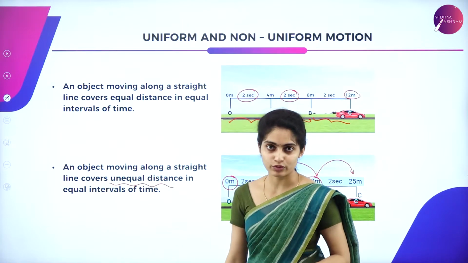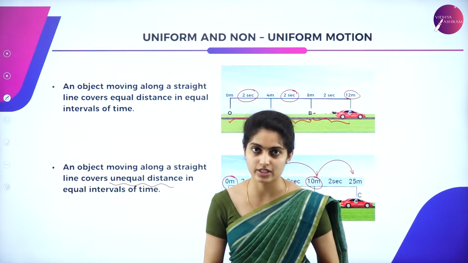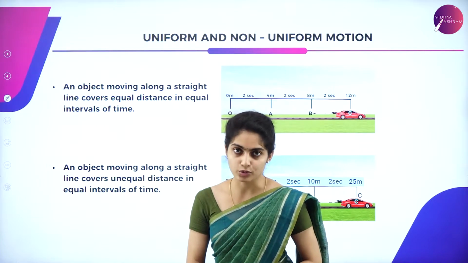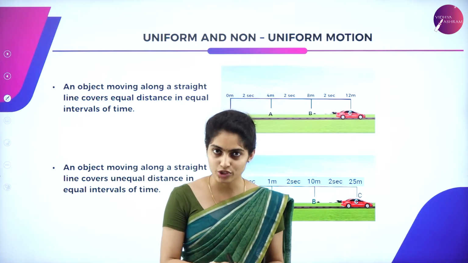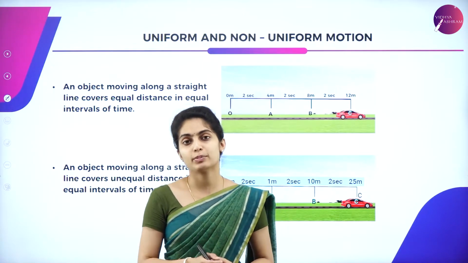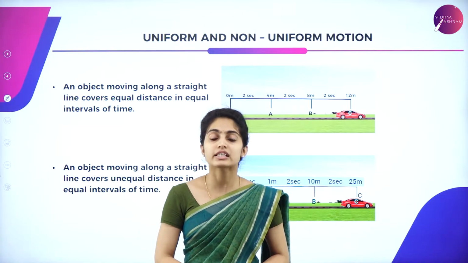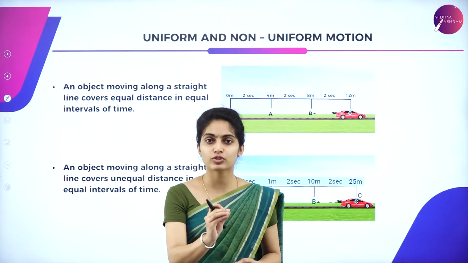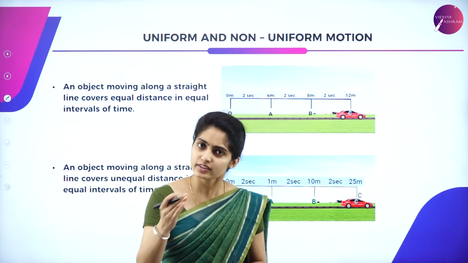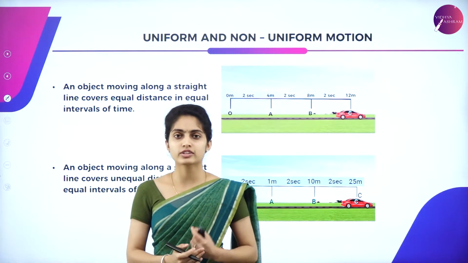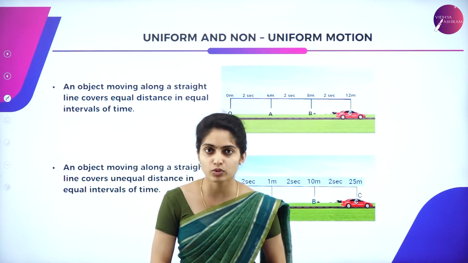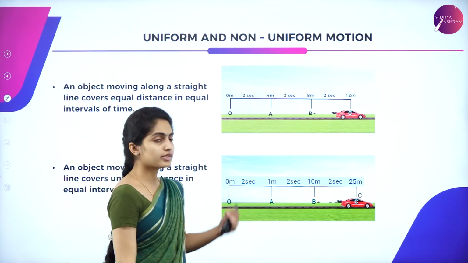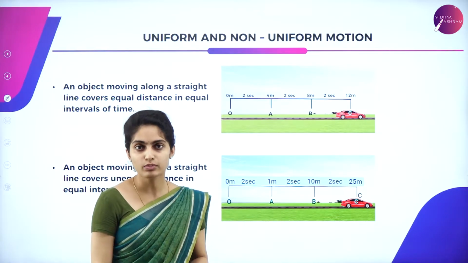Next we are going to uniform motion and non-uniform motion. We had studied motion in our last class. In this chapter we are just concentrating on rectilinear motion, that is, the movement of an object in a straight line. Under this rectilinear motion, two concepts we are studying, one is uniform motion and another one is non-uniform motion. So what is uniform as well as non-uniform motion?